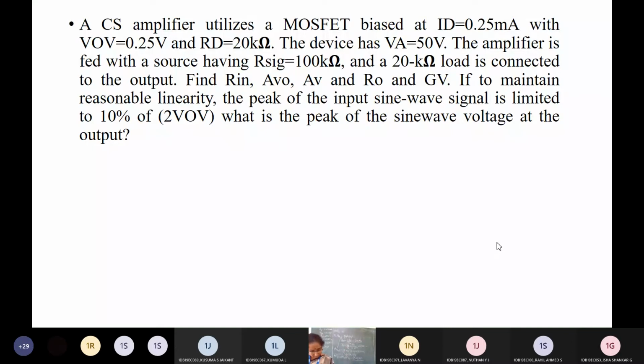Okay. Next, what am I supposed to find out? Just go through the problem again. Overall gain. What is the formula for overall gain? So overall gain Av is equal to Gv, that is also equal to minus gm into RD parallel r0 parallel RL.